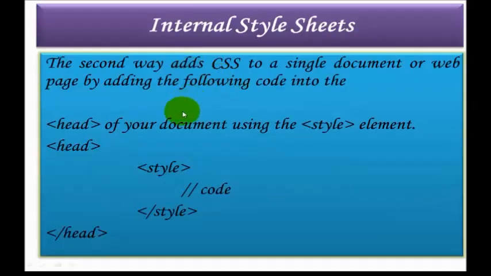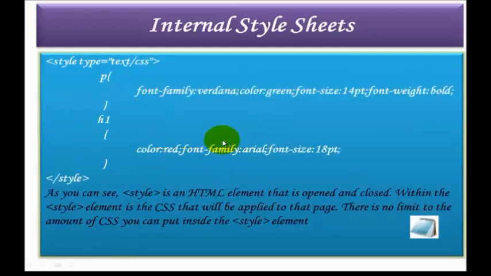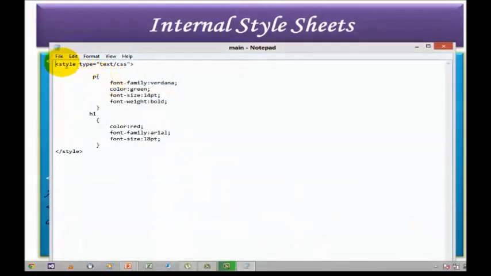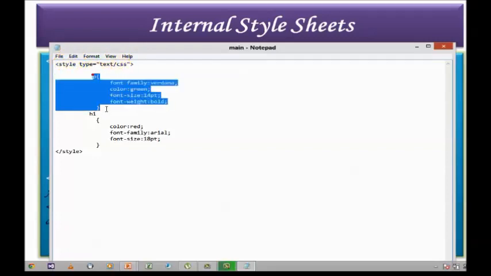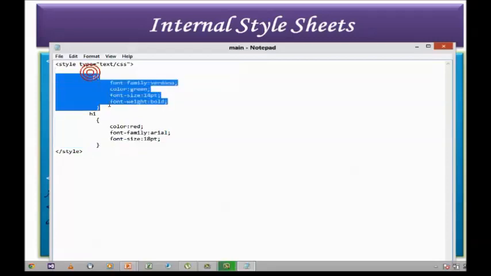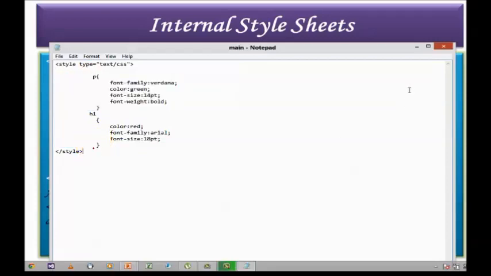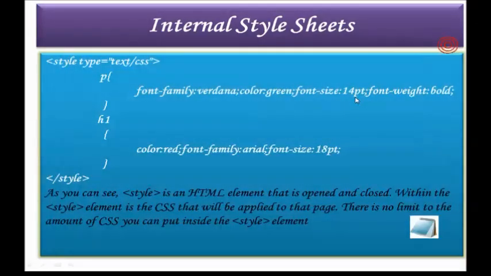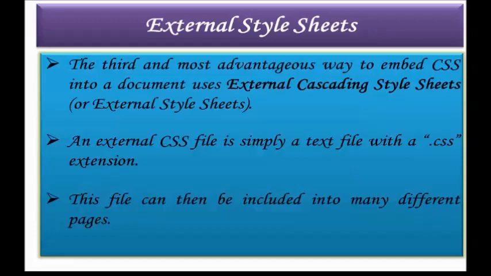And external. For external, we are going to have a separate file called CSS, which consists of the style tag. So first we are going to open a notepad, and you want to type style tag, type equal to text/css. Then you want to define the selector, property, value, and close it and save the file name as filename.css, cascading style sheets.